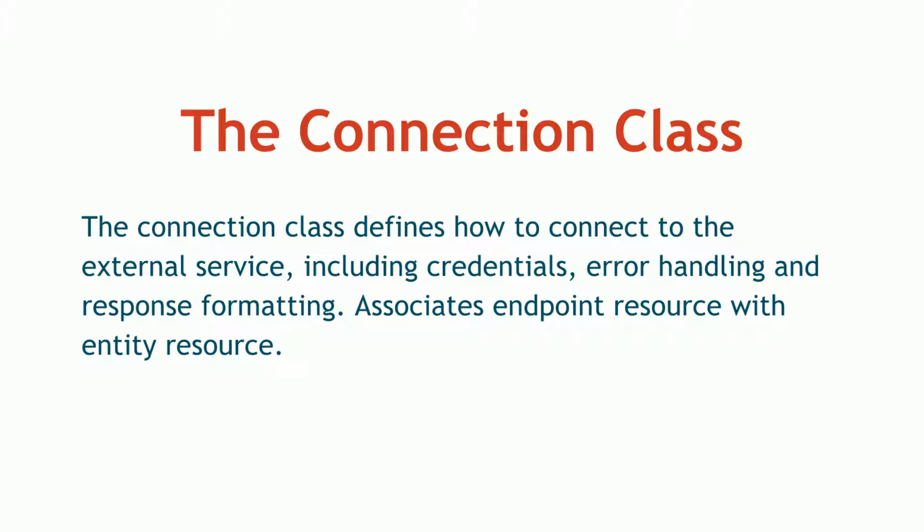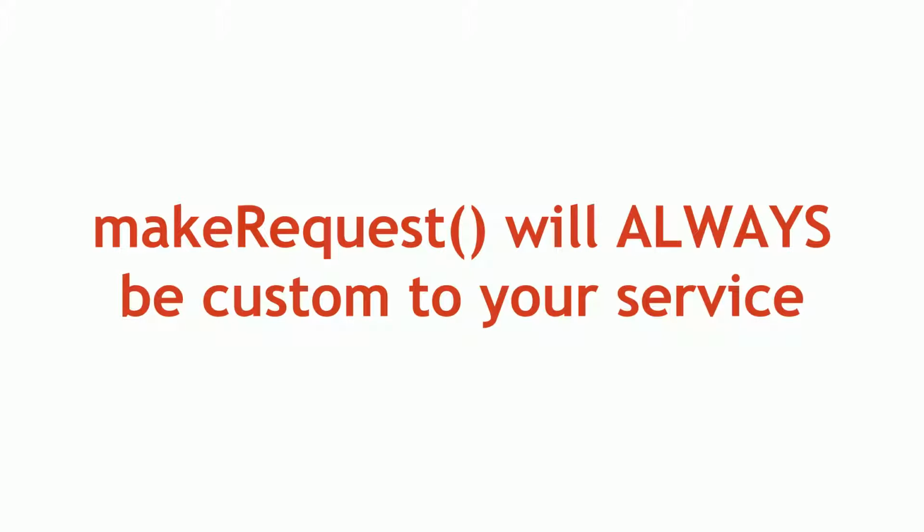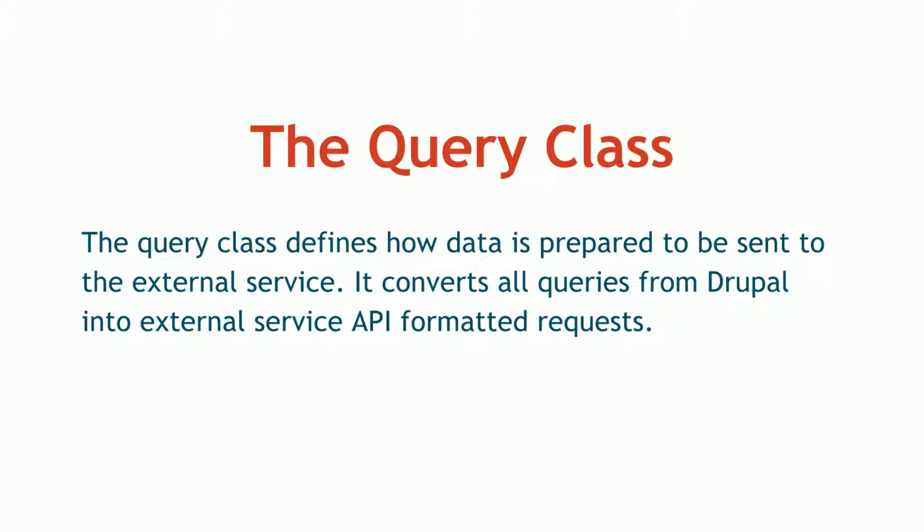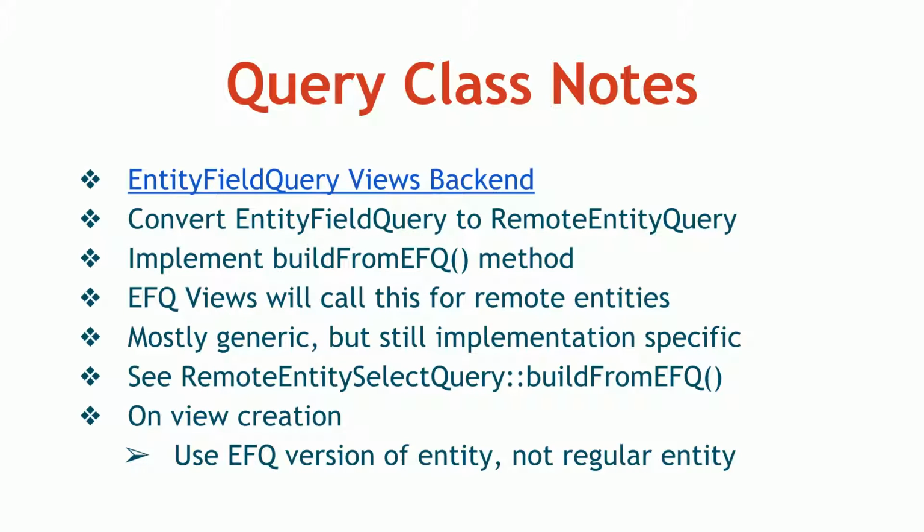Just speaking quickly about the connection class, that's how you define how to actually go out and get the data. You're going to have a make request method most likely, that's very implementation dependent, so it's going to be different for everybody, so we don't want to show you an example. It'll take longer, and you're going to do something different anyway. Query class, that is your remote entity query, and that's another thing you have to write. It's a little bit custom.